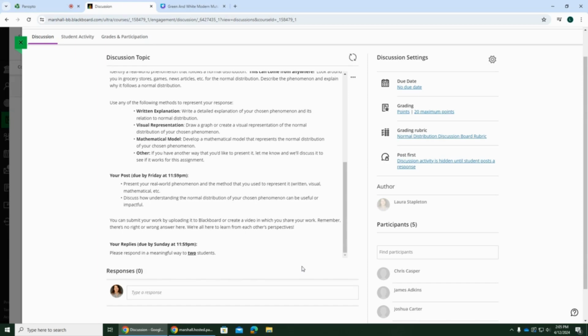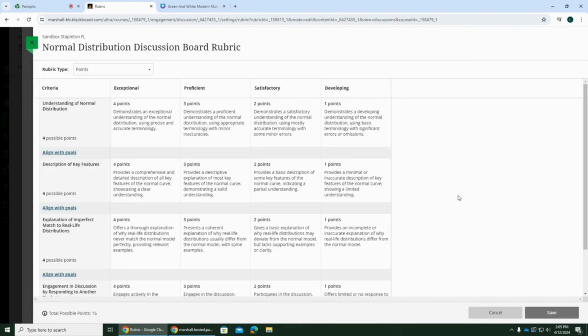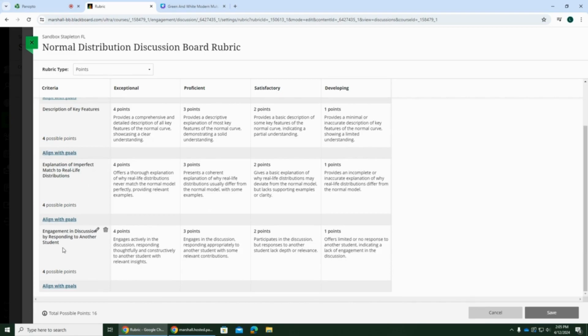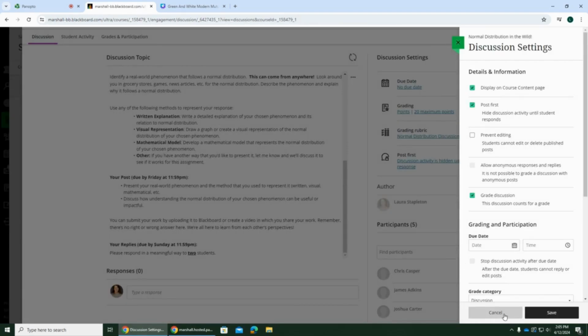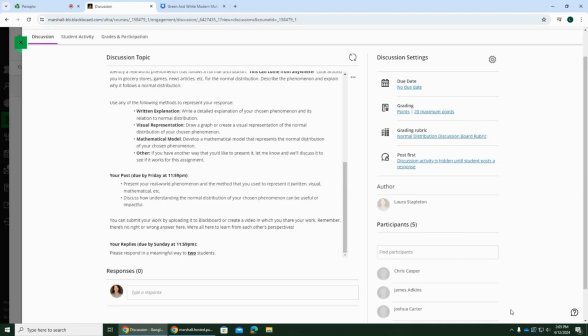And I'm still grounding this. So even though I'm taking a multitude of ways that this can be presented, I'm still giving them a rubric where they have to understand the normal distribution, describe its key features, explain it with real life, and respond to another student. So still that educational background is present, but they're just being able to present that in a variety of ways. So I hope that you find this useful, not only to discussion boards, but just to assignments in general.